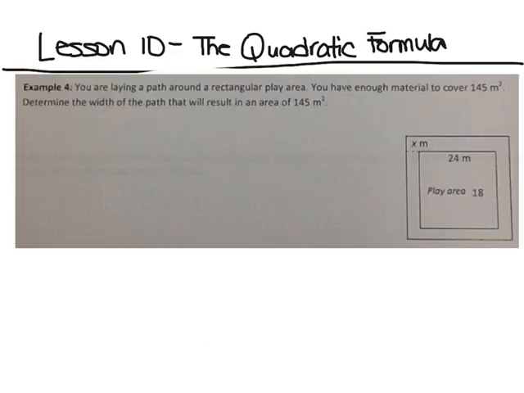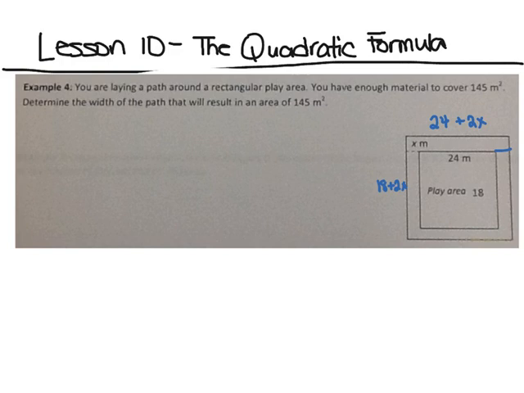Okay, example 4. You are laying a path around a rectangular play area. You have enough material to cover 145 meters squared. Determine the width of the play area that will result in an area of 145 meters squared. So first, let's look at the total play area with the border. We don't know how big the border is, so we have 24 plus 2x on each side, and on the other side, we have 18 plus 2x.